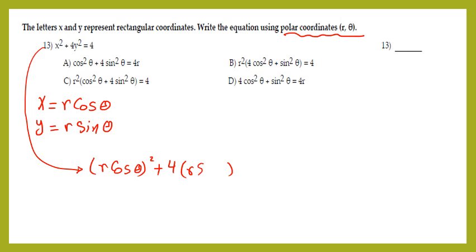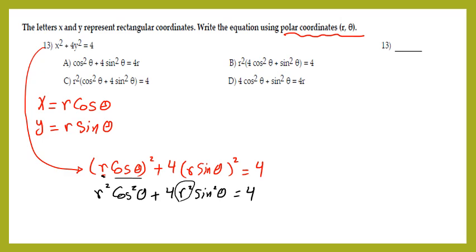r sine theta to the power of 2 is equal to 4. When I'm squaring here, I'm going to square the r, I'm going to square the cosine. So it's r squared cosine squared theta plus 4 r squared sine squared theta is equal to 4. I have r squared and I have r squared, so I can take r squared as a highest common factor. So it's cosine squared theta plus 4 sine squared theta is equal to 4.